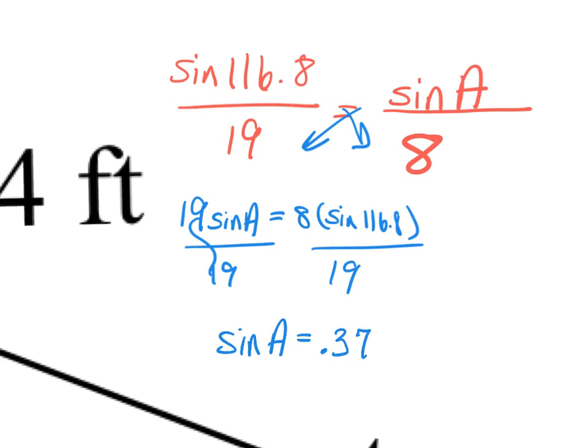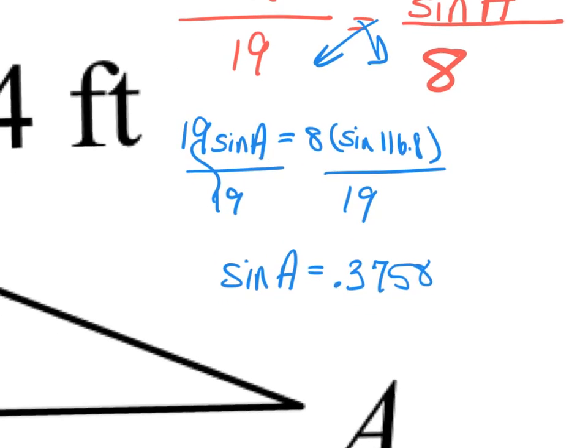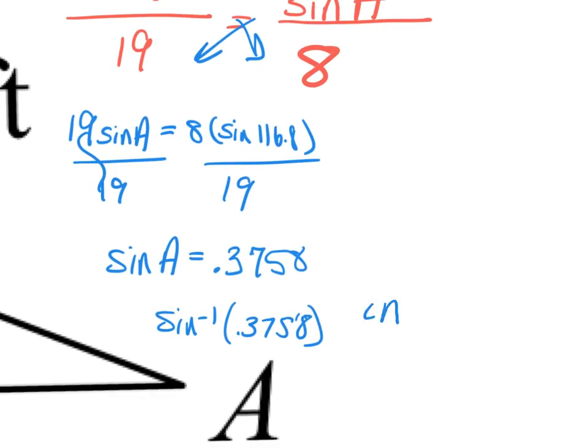Give me 4. 3758. 3758? Yeah. Is that the angle measure? No, that's the sine of that angle. So in your calculator, you're going to hit second sine and then put in 0.3758, and you tell me angle A is about how much? 22 point something? Yeah, 22.10.